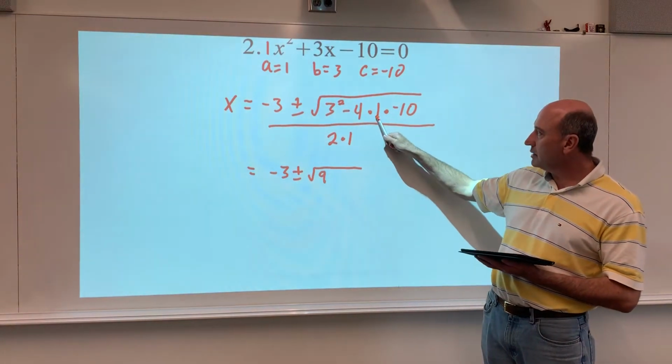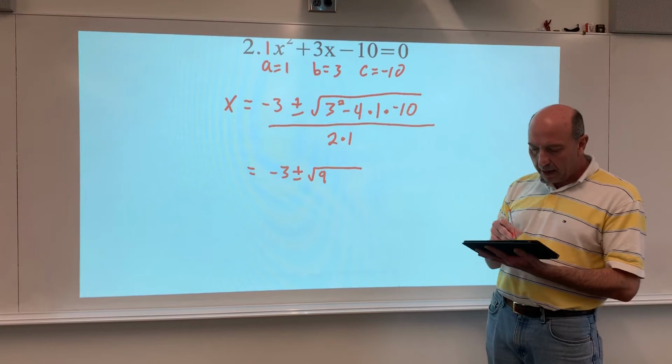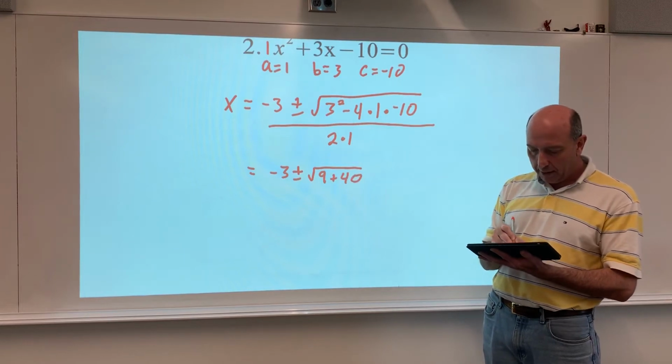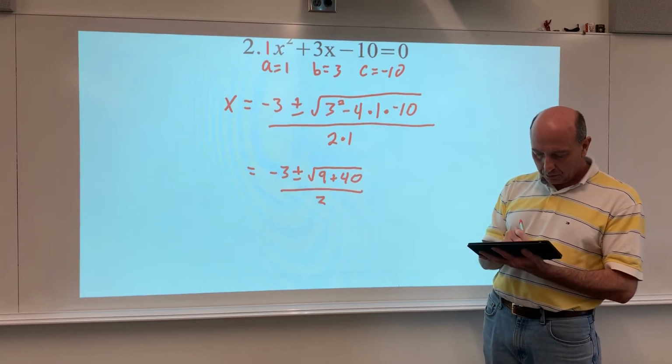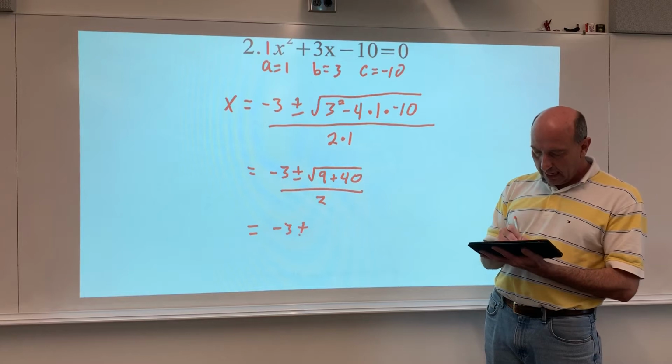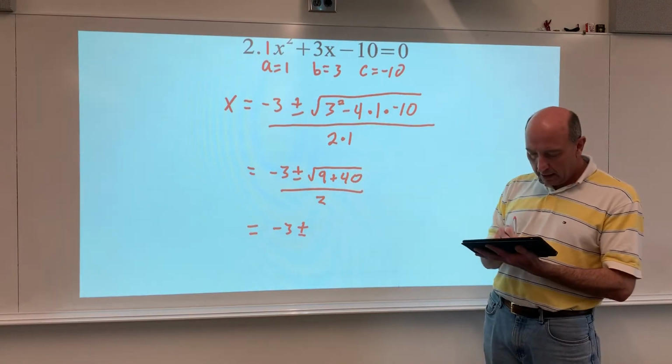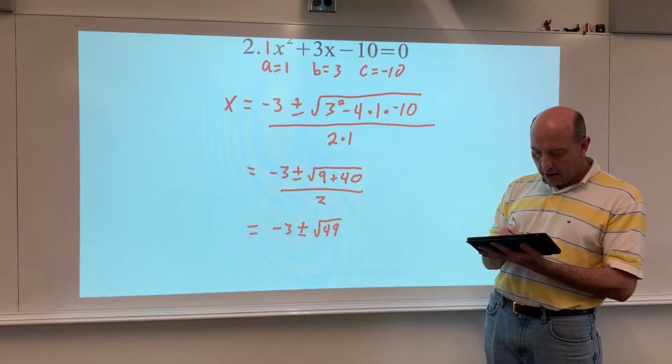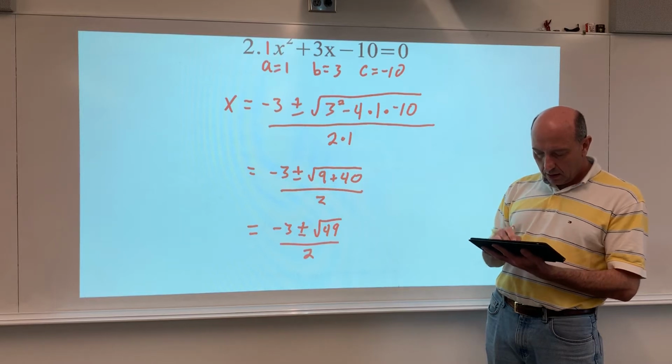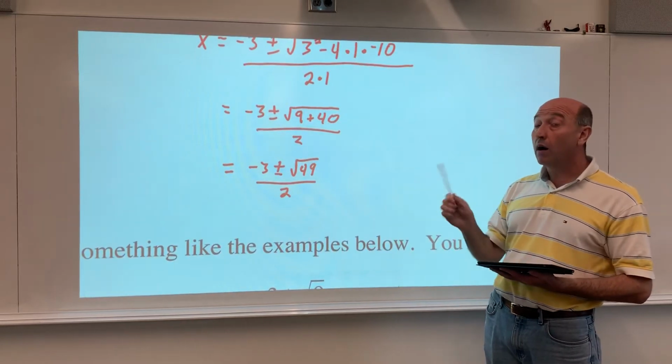Negative 4 times 1 is negative 4. Negative 4 times negative 1 is positive 4, over 2. 9 plus 40 is 49. And we're done. Or are we?